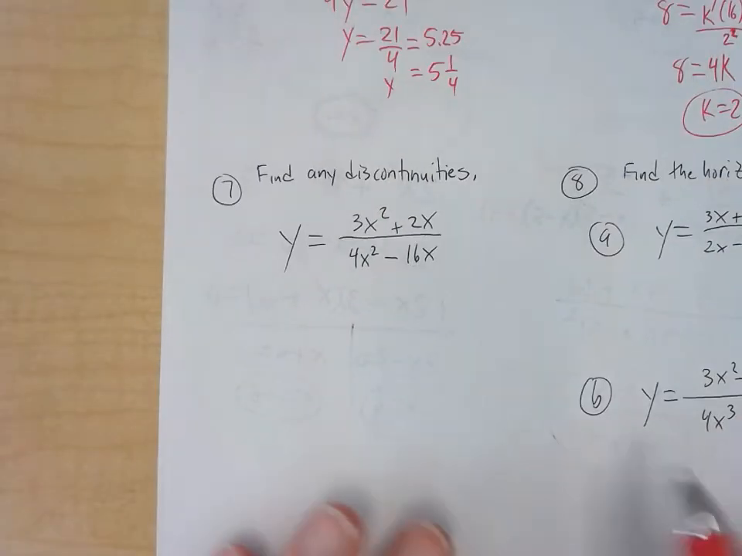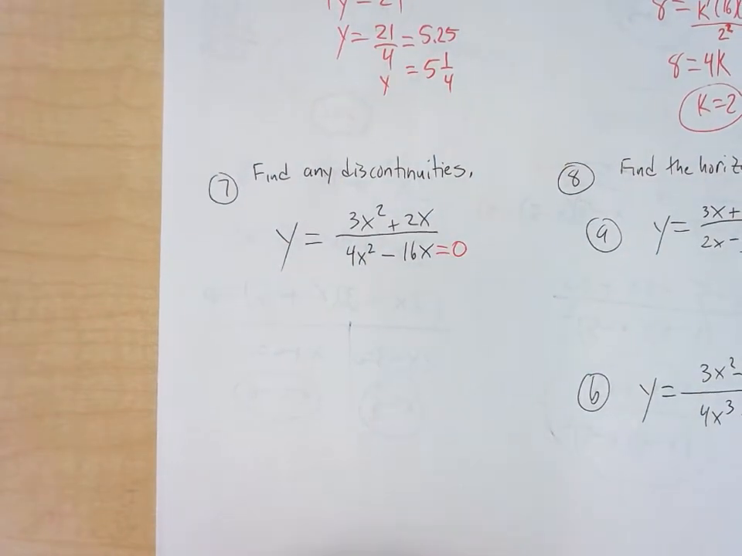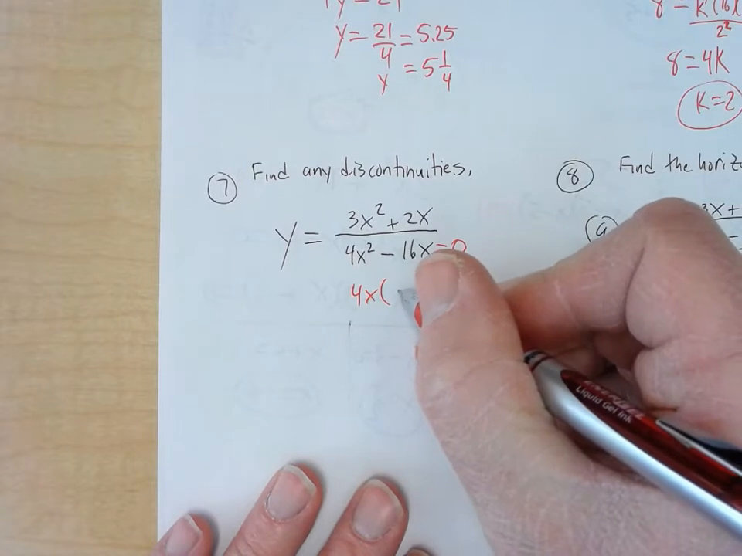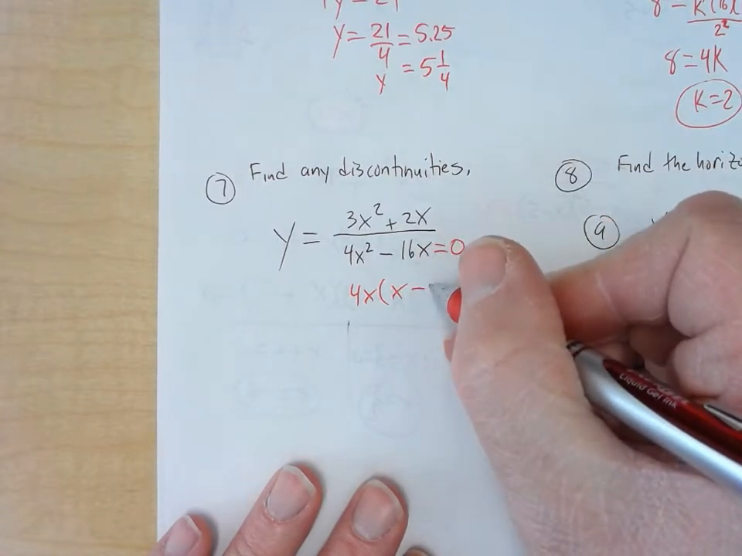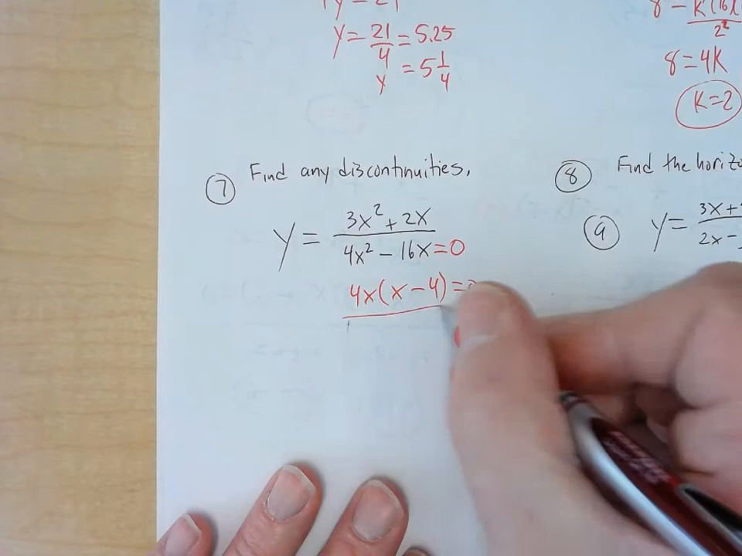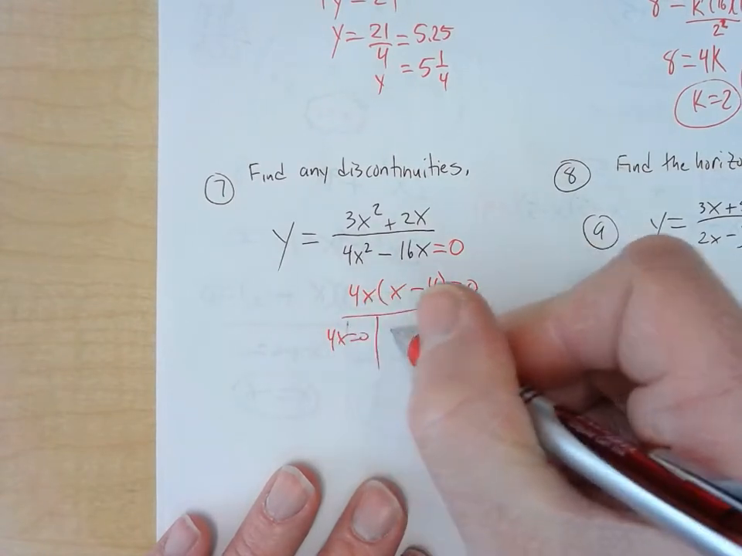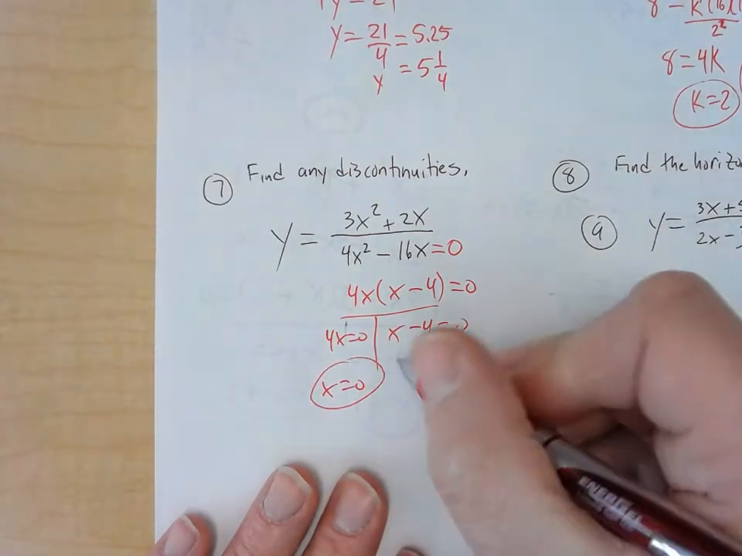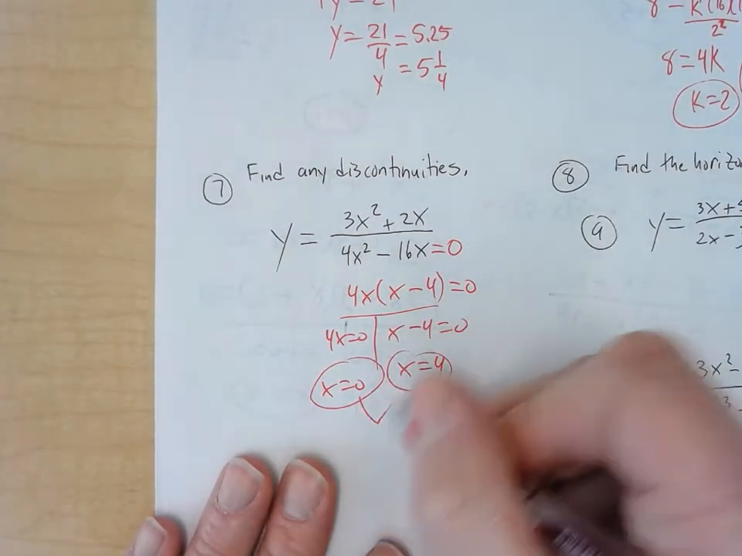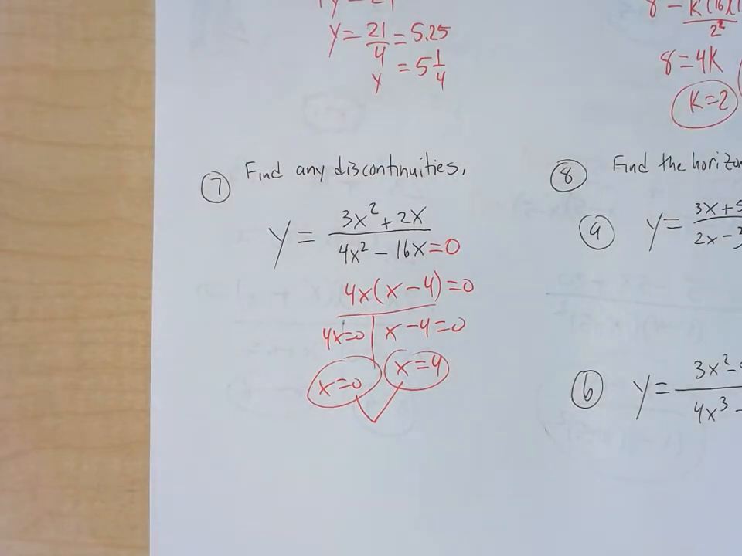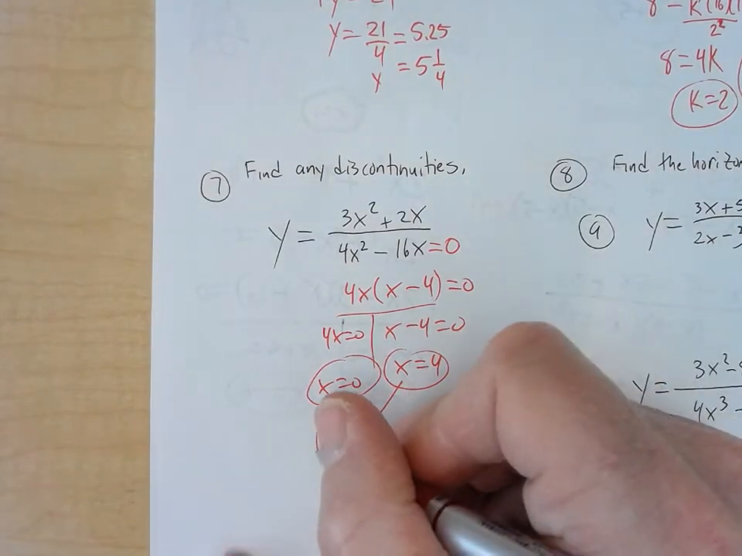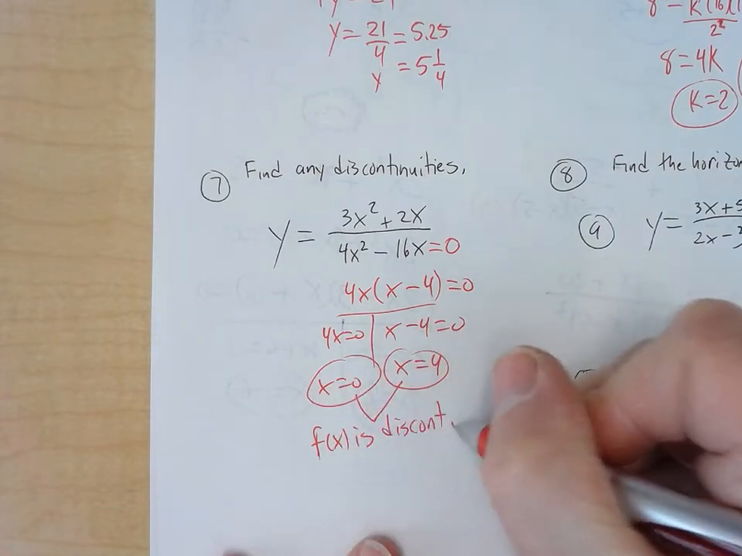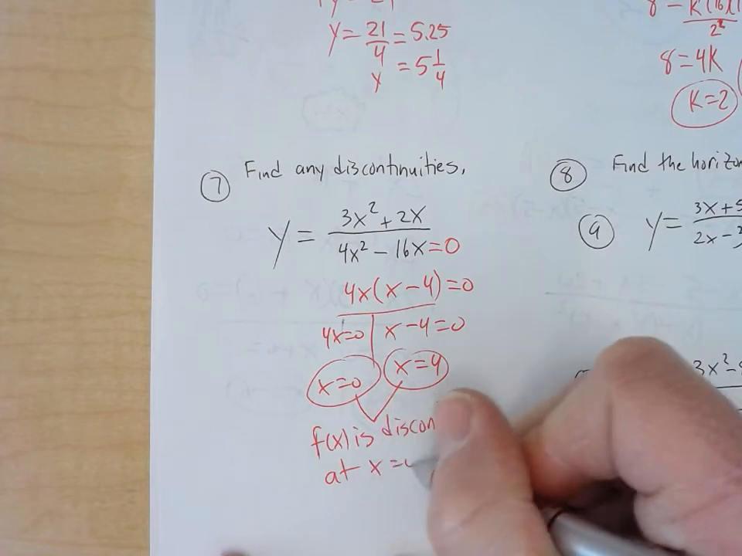Okay, discontinuities. You're not allowed to divide by 0, so we're going to try to figure out what happens when dividing by 0. So we got 4x, and I'm factoring this. It'd be x minus 4 equals 0. And then you set each factor equal to 0. And we find discontinuities at x equals 0, that's a discontinuous place, and x equals 4. So those are the 2 places where there are discontinuities. So f of x is discontinuous at x equals 0 and 4.